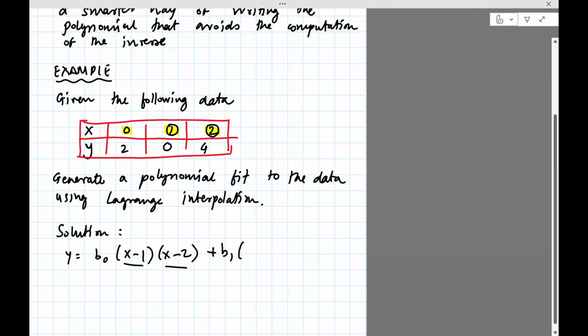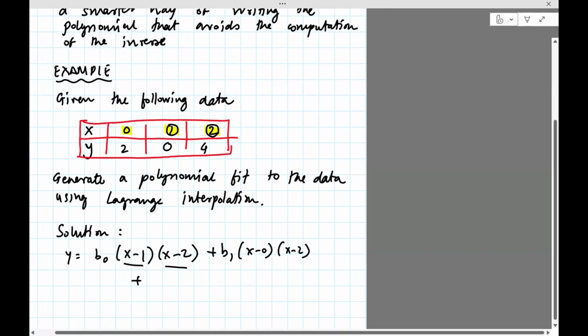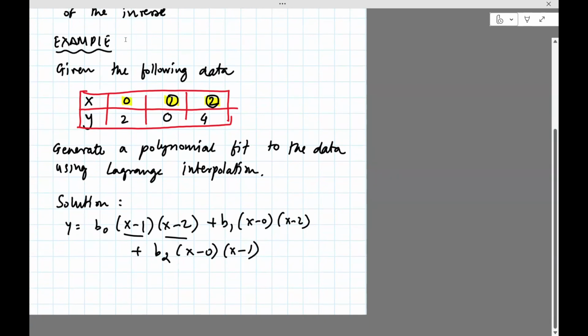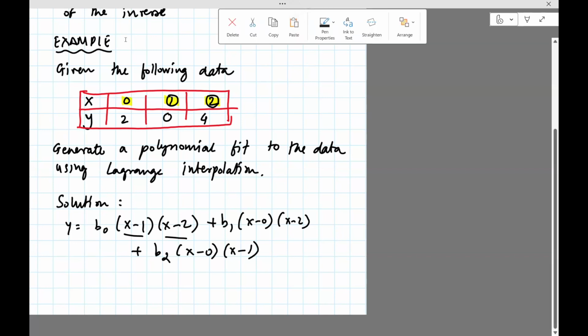Now we'll take everything but 1, so x minus 0, x minus 2, and then finally b2, x minus, so what's left? 1, 2, 0, 2, so x minus 0, x minus 1. Okay, everything here is a quadratic equation. Like we need a quadratic equation for sure. So everything here is a quadratic equation. And now I claim that because of this assumed form, it's super easy to find b0, b1, and b2. Okay, let's try it out.